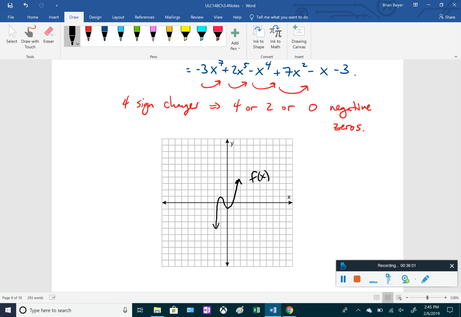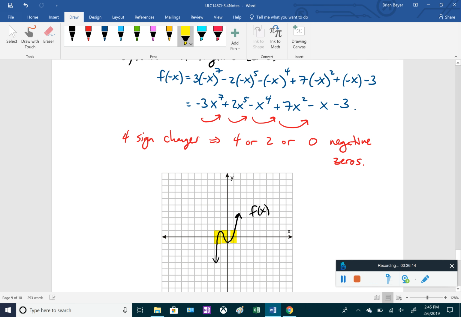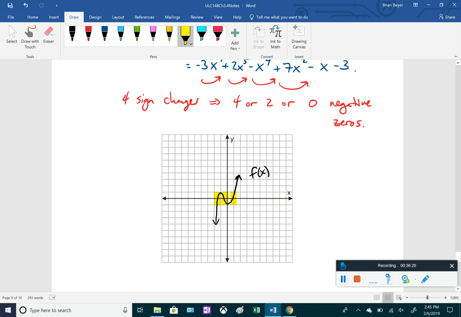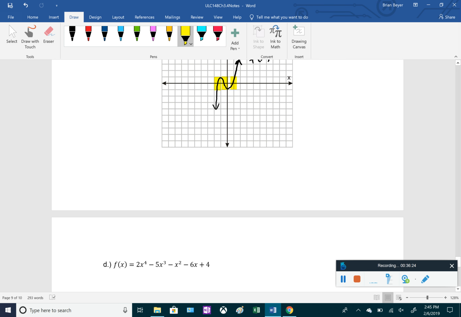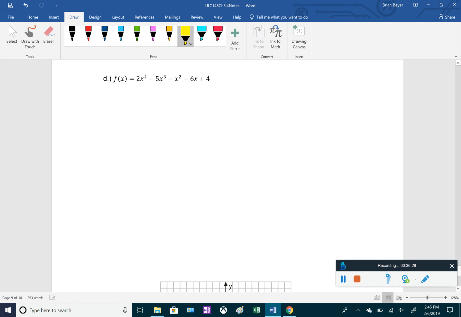If we were to graph it, it would look something like this. There are 2 negative x-intercepts and 1 positive x-intercept, which agrees with what we said. 3 or 1 positive, it ended up being 1. 4, 2, or 0 negative, it ended up being 2. So all this test does is narrow down how many we have. Okay, and then for this last one here, I'll pause it real quick and then go over the results.